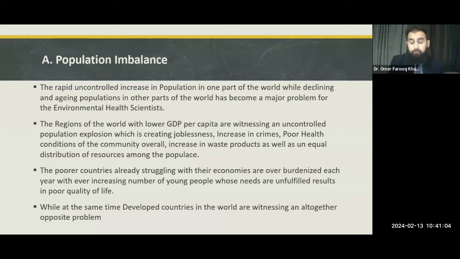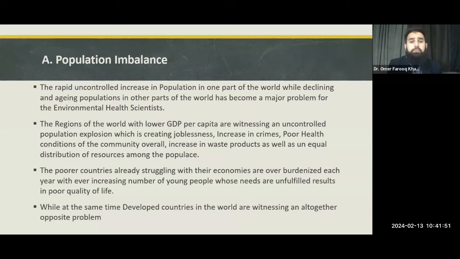They are already under debt. Those regions or those countries are already under too much stress of joblessness. So the joblessness rate in such countries is already very high. Crime rates are already skyrocketing. Health conditions are already poor. The problem with the waste products, too many waste products in the air, water, or soil are already there, and still they are unable to control their booming population, and they are already unable to feed their present population, but the future population of those regions is increasing at a much faster rate, at an unsustainable rate.